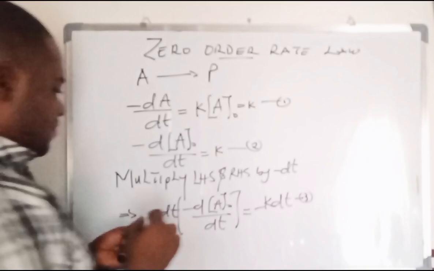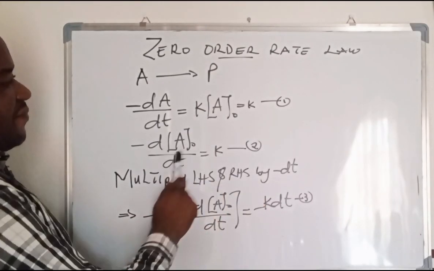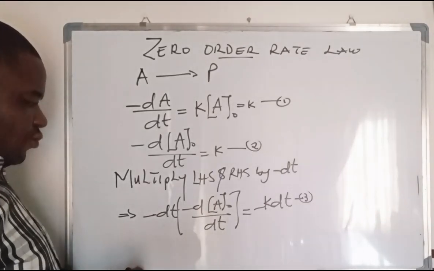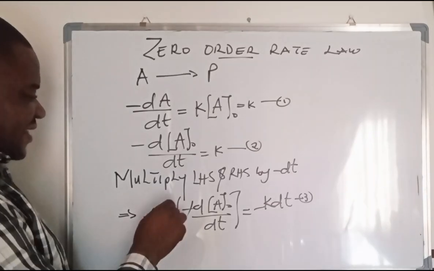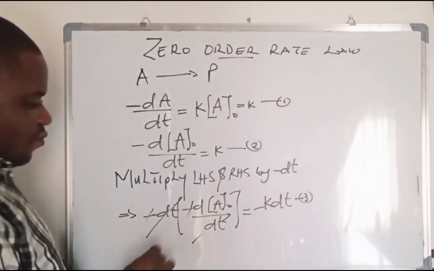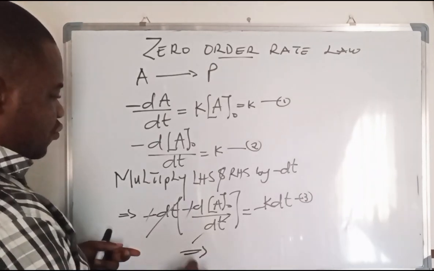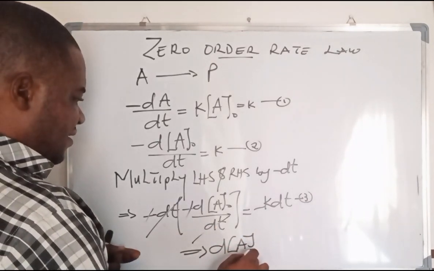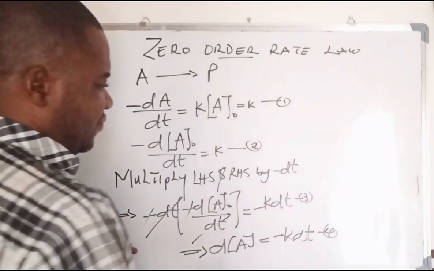By this, it means that we have multiplied minus dt by both sides of the equation. And with this, we can conveniently know that minus minus is plus, so it will go. And then the dt will cancel the dt. We can rewrite our equation in this form very comfortably. So we can bring this out and have d[A] equals minus k dt. This is our equation 4.